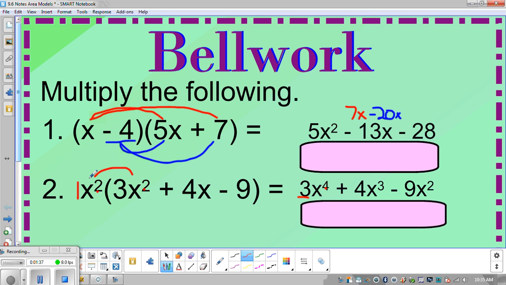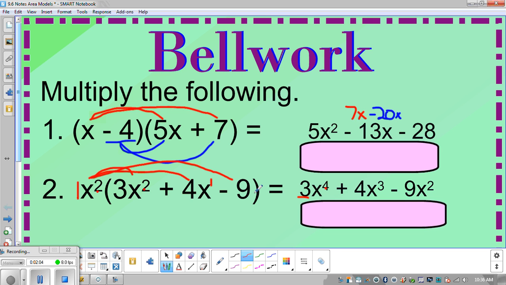Next, we're going to multiply and distribute that x squared times 4x. Well, again, the coefficients 1 times 4 is 4. And then add the exponents. 2 plus 1 is 3. And then the last one to distribute is 1x squared times negative 9. 1 times negative 9 is our negative 9, and then x squared, because there are no x's attached to the 9 to add to it.